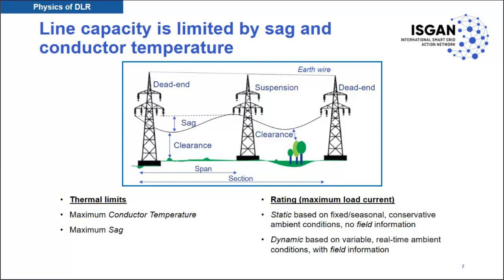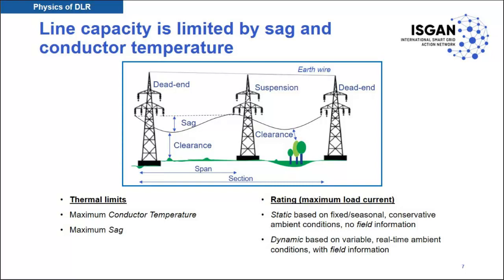Secondly, you have to follow the minimum clearance rules, also designed by the line's designers. They will say you have a minimum clearance in all the spans of your line, and it amounts to not crossing a maximum sag limit that is also part of the design.